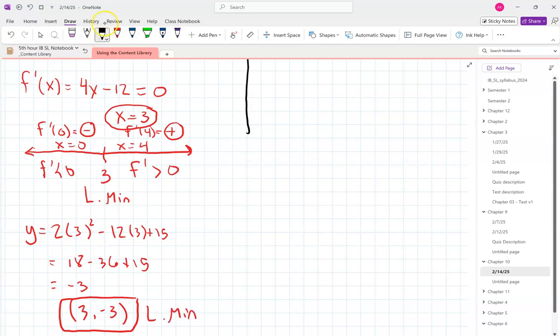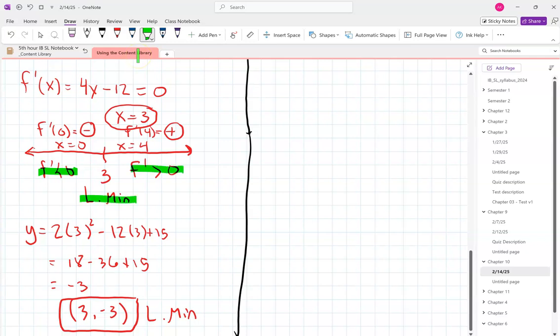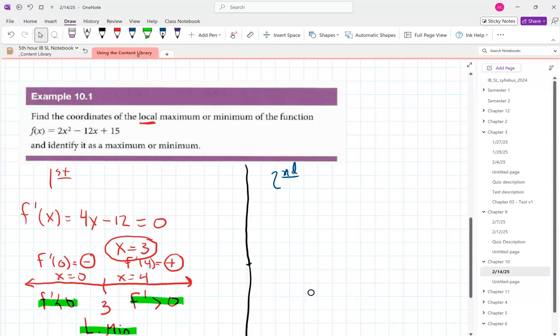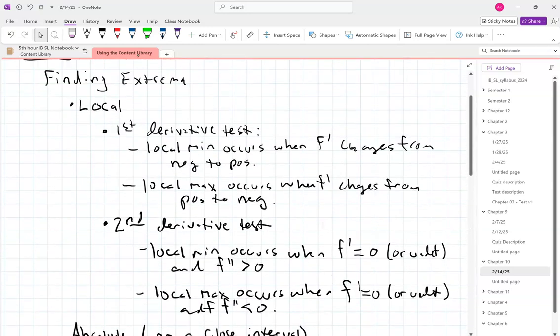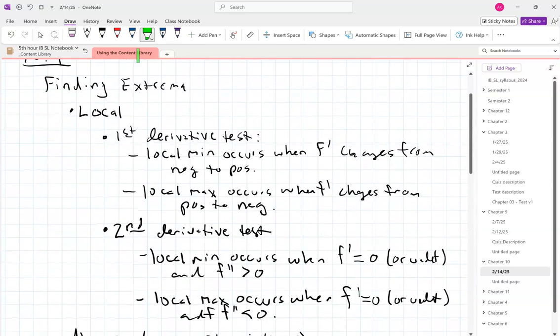How did you know it was a local minimum? Because the first derivative moves from negative to positive. That's the local minimum, right? So if I go back and look up here, a local minimum occurs where it changes from negative to positive. Does that feel okay?